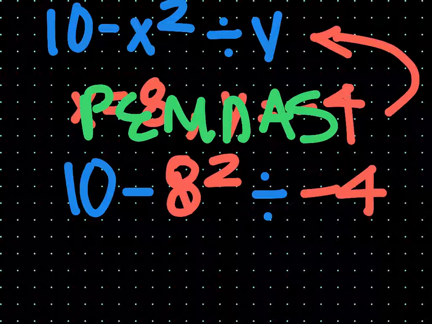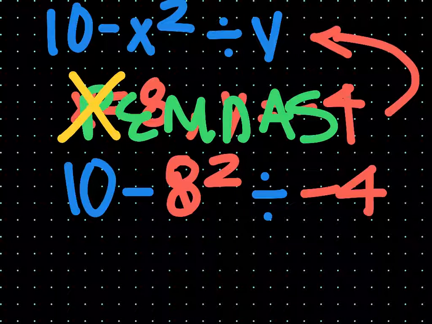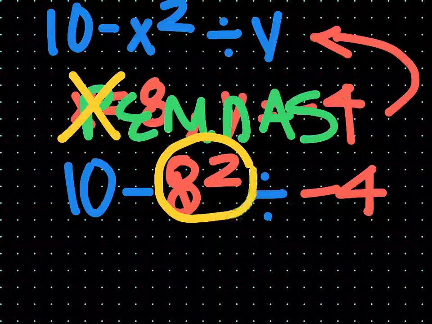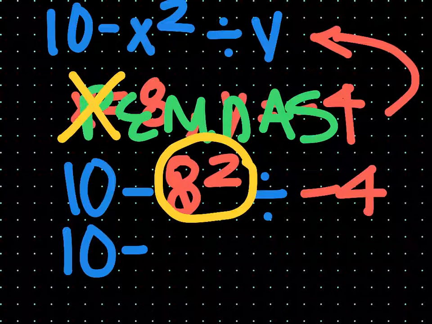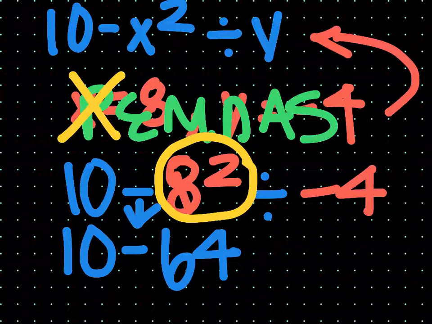Now, first thing we want to do is PEMDAS, or please excuse my dear Aunt Sally. Let's do it step by step. Do we see any parentheses? No parentheses, so we cross it out. Do we see any exponents? Yes, this is an exponent here. So now we rewrite the problem. 10 minus, now let's solve. 8 squared, that's 8 times 8, which is 64. Notice that we brought down our negative to here, divided by negative 4. Okay, what's next?